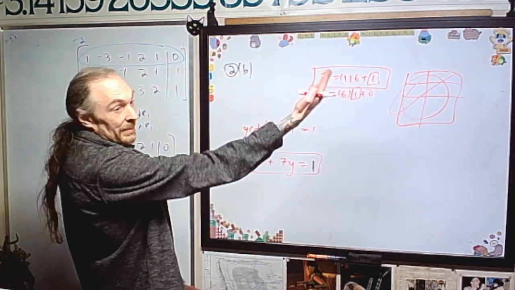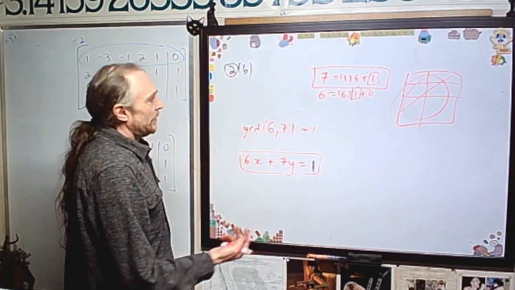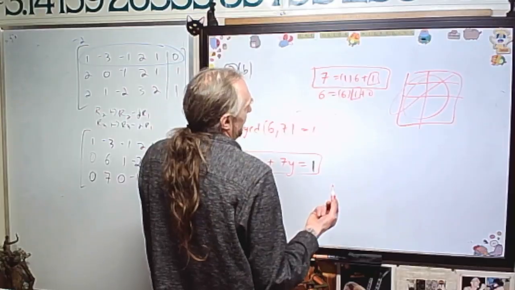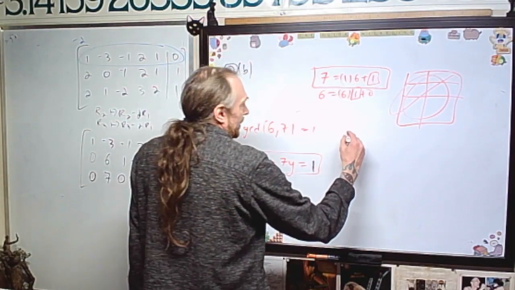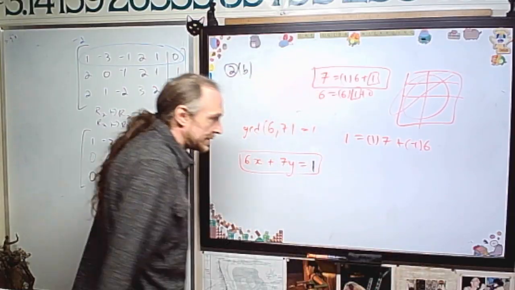So there is a mathematical table I can show you that I stole from Andy Liu, but too bad, Andy Liu's gone, and I'm not giving credit. I'm going to solve for the remainder. 1 is 1 group of 7 plus -1 groups of 6.